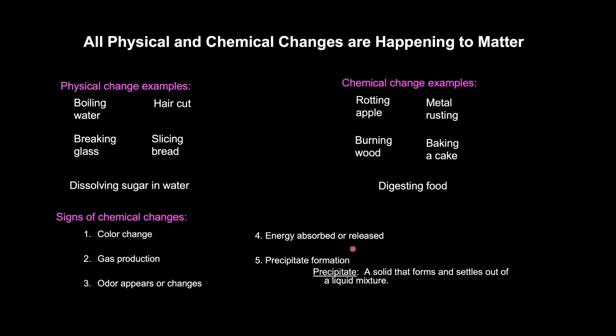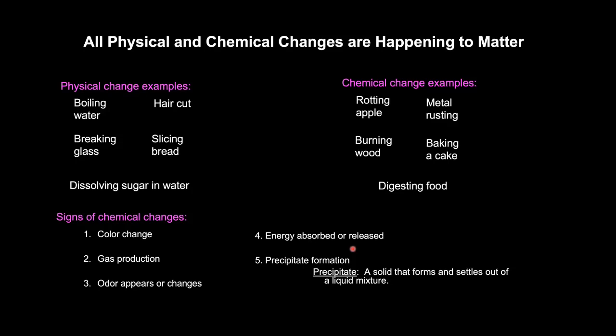Examples of a chemical change: a rotting apple. When an apple rots, it undergoes a chemical reaction called oxidation. It is using oxygen from the air to do this chemical reaction. The same happens with iron rusting. When iron rusts, it goes from elemental iron on the periodic table to iron oxide. And iron oxide is the chemical name for rust.